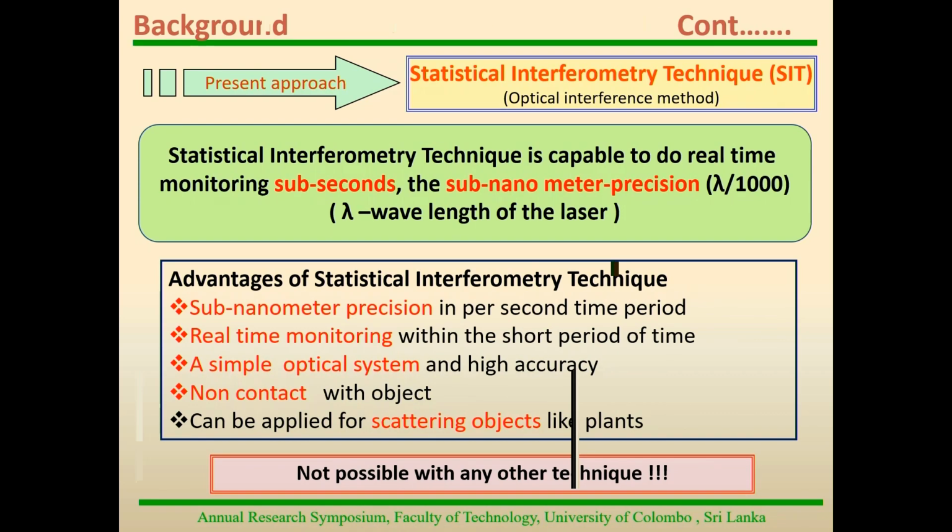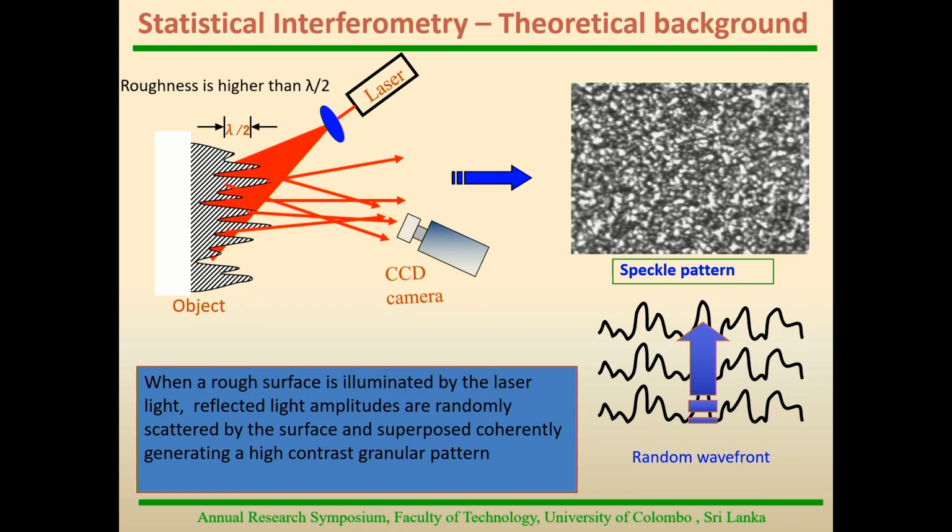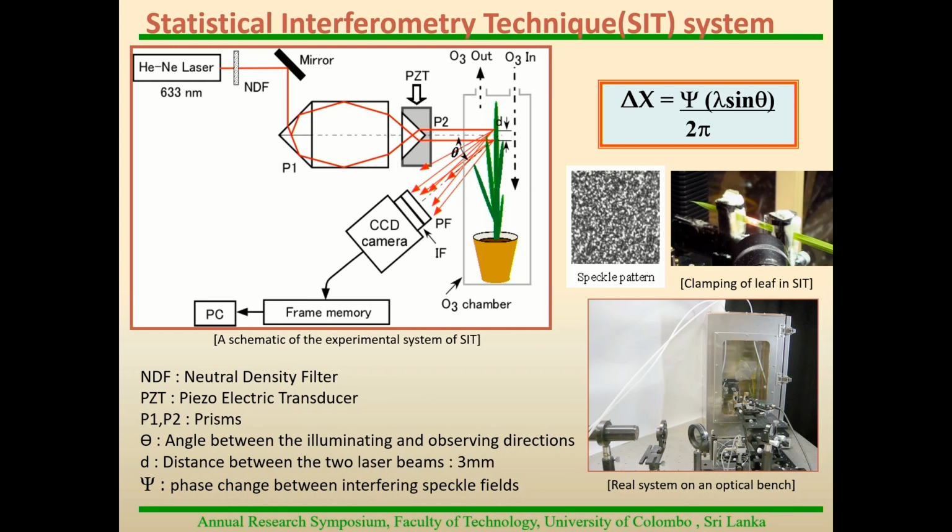Now I will explain the principle of the SIT. However, I skip the detailed principle because of the time limit. Briefly, some of you may be aware that when a rough surface is illuminated by a laser, a fully speckled pattern appears in the diffraction field as a result of a completely random wavefront like this. We utilize this speckled pattern as the primary object of the growth rate measurements. So now what you can see here is the experimental setup of the SIT.